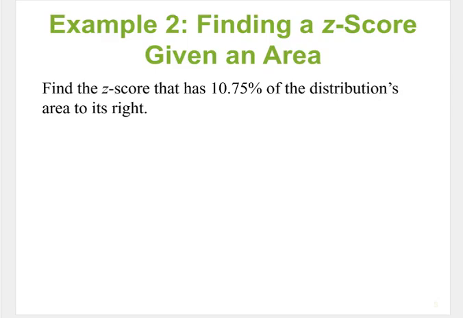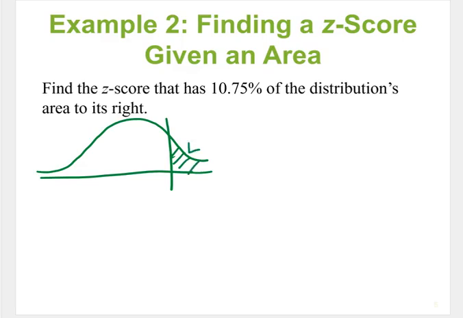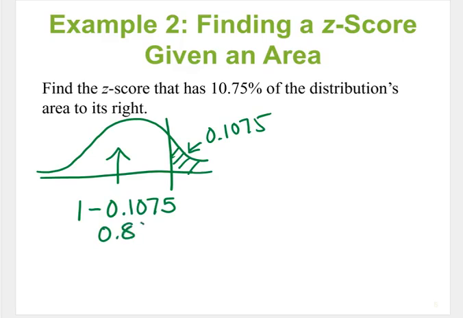All right, find the Z-score that has 10.75% of the distribution's area to its right. Okay, so let's draw the picture. We want to the right, so we want this area up here. We want this to be 0.1075. Again, our charts don't tell us the area to the right. They tell us the area to the left. So this area over here is going to be 1 minus 0.1075, which is 0.8925. So we are going to use this area to find the Z-score that goes right there.